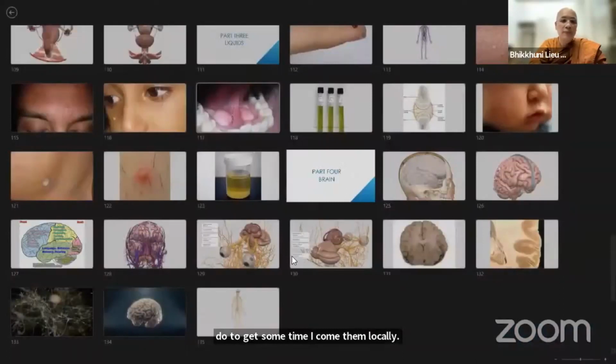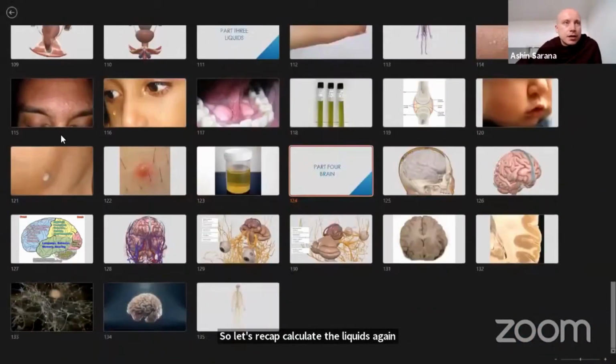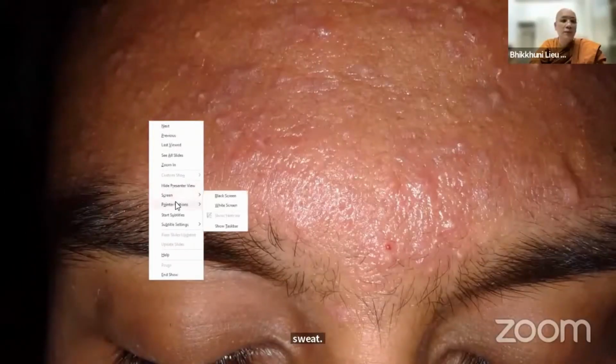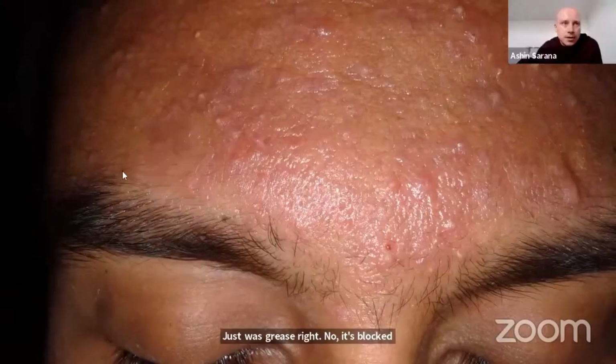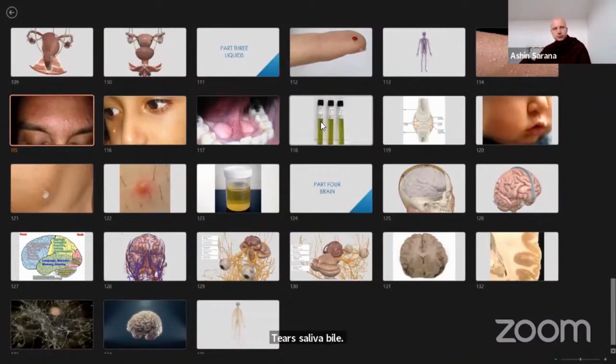So let's recapitulate the liquids again. It's blood, sweat, grease, tears, saliva, bile. Then oil of the joints.